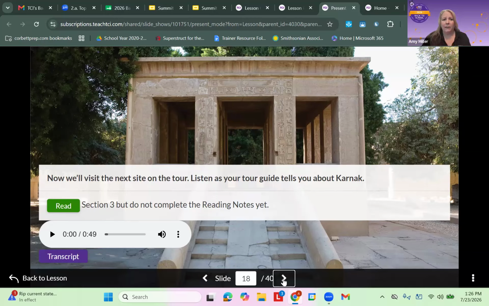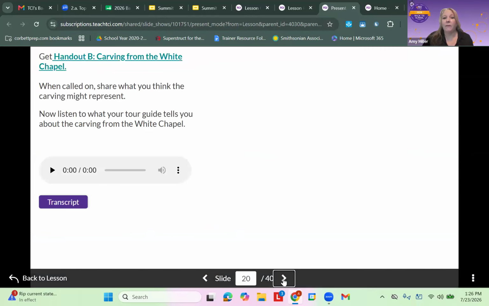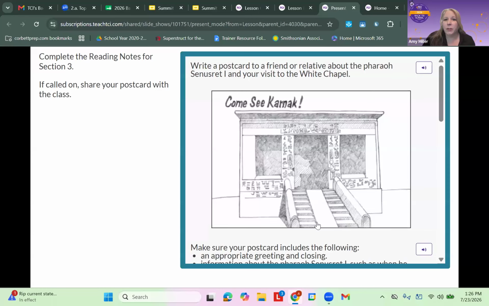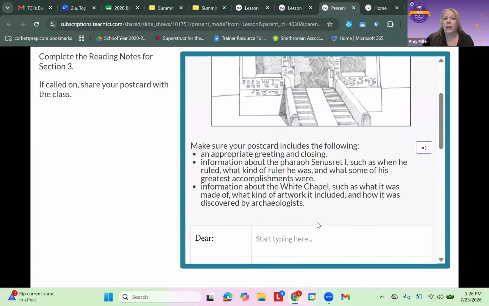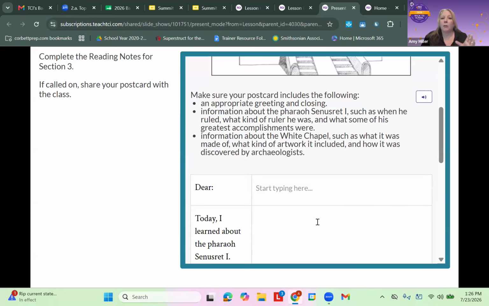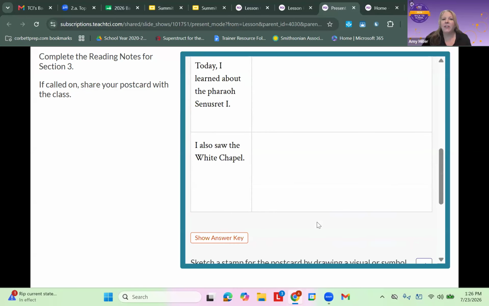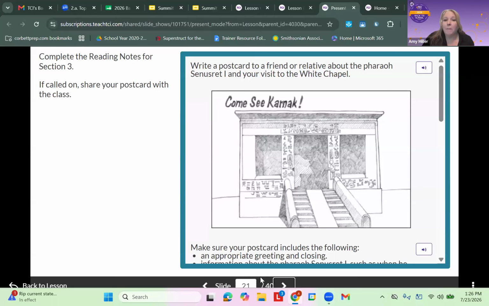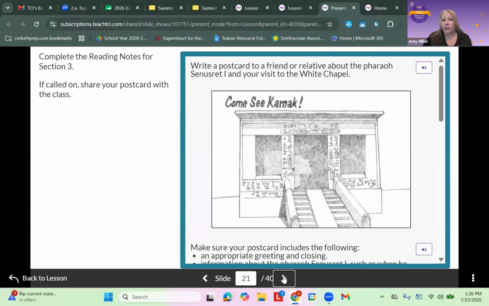All along this path, one of the great things about this is that they are writing letters or postcards home to someone that they want to talk to about it. So write a postcard to a friend or relative. They're going to write a postcard along each stop, and then at the very end of the lesson, they're going to write a letter about ancient Egypt and their journey.